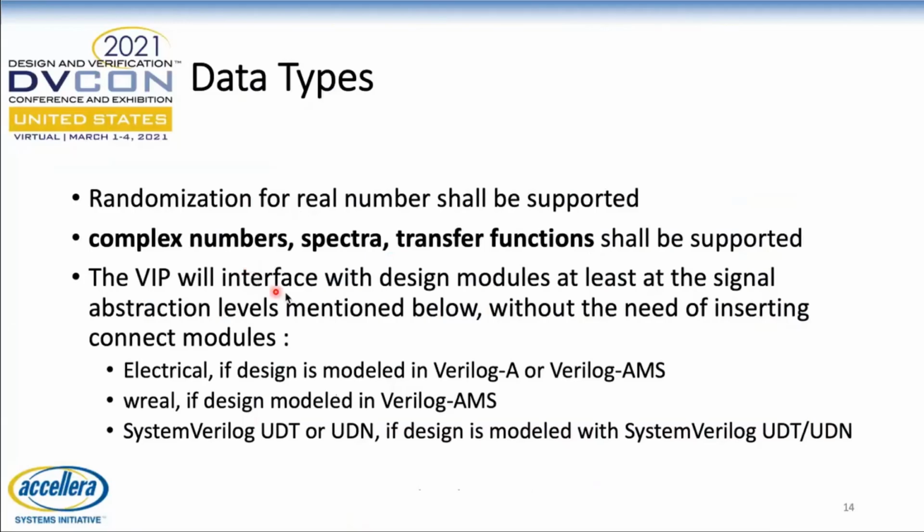The third one is regarding the verification IP, which needs to have the ability to interface with the design module across multiple abstractions without the need for inserting connect modules. This will allow the UVM-AMS framework to maximize the ability to expand on the baseline UVM layer, while also allowing the ability to freely switch abstractions between electrical or WReal or SV RNM at the design layer.